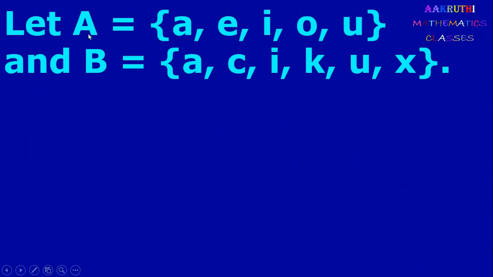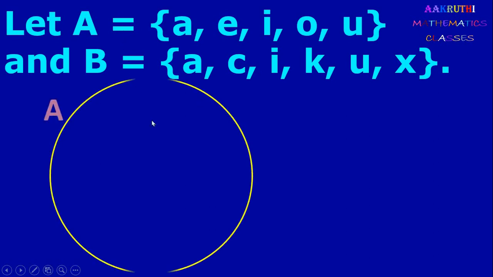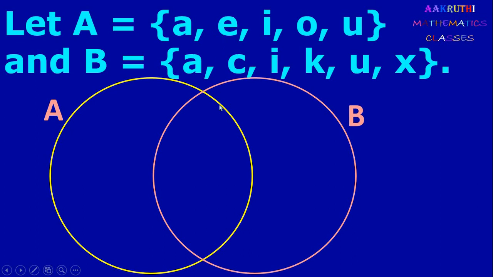Now consider 2 sets here. A equal to A, E, I, O, U and set B is A, C, I, K, U, X. Now how to write this in a Venn diagram? Here we write sets in circles. We have 2 sets, so we write 2 circles. Since these 2 are not disjoint and have some common elements, we write circles like this. First we fill the common elements. The common part belongs to both sets. This is set A and this is set B. The common elements are A, I and U, so first we write A, I and U here.